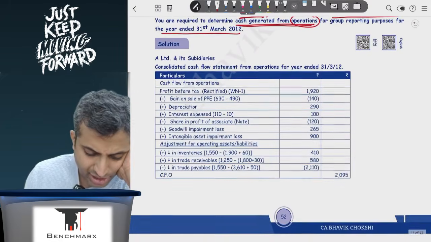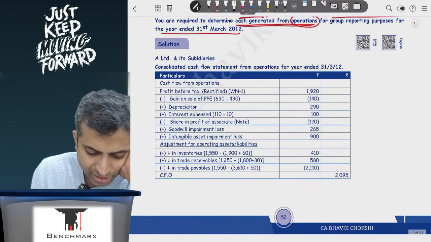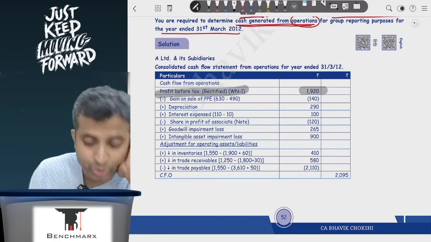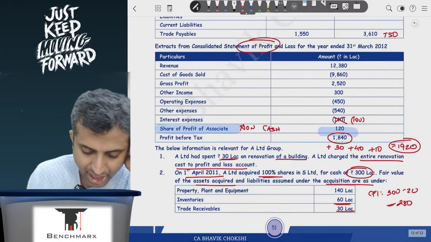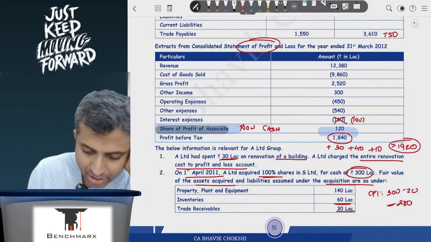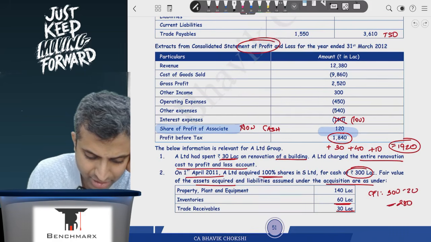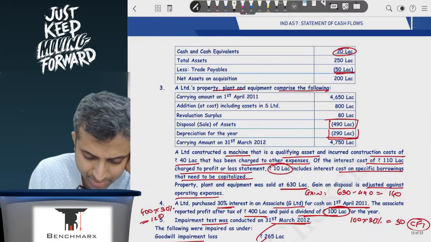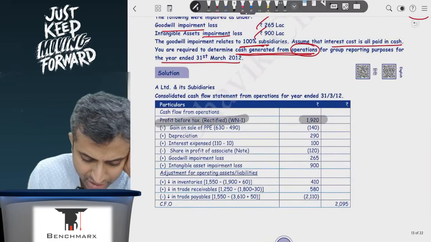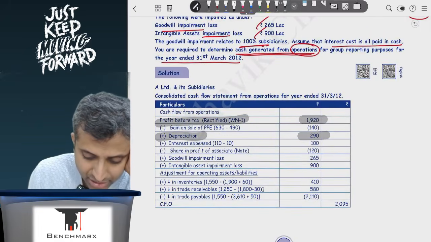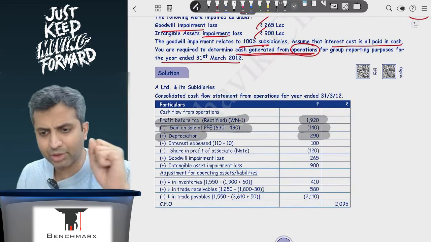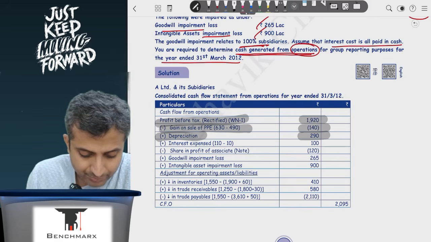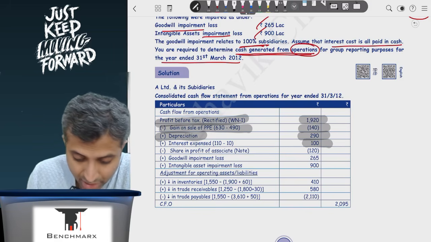So if I were to find the cash flow statement, first of all, I'll have to find the rectified profit. That is 1920, as we said. Now from the rectified profit, I will add back non-cash items, like I will add back depreciation, if any. Sir, what is the depreciation? Maybe depreciation is 290. I will add back 290 worth of depreciation. I will deduct the gain on sale of PP of 140, which must be a part of my profit correctly, but for cash flow, I will have to deduct it. I will add back interest, which is 100.